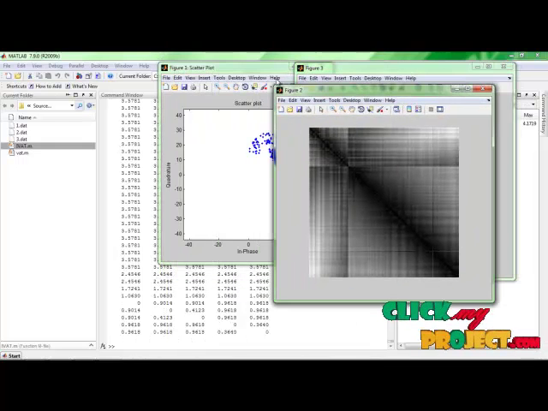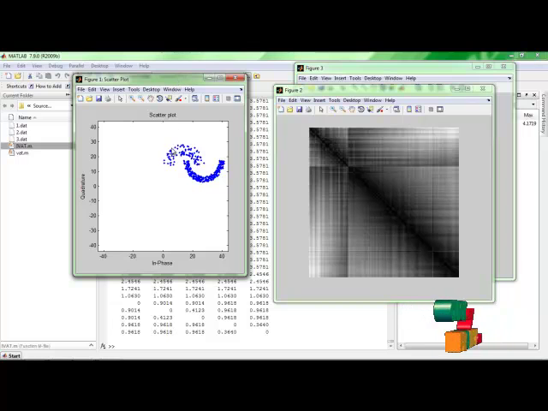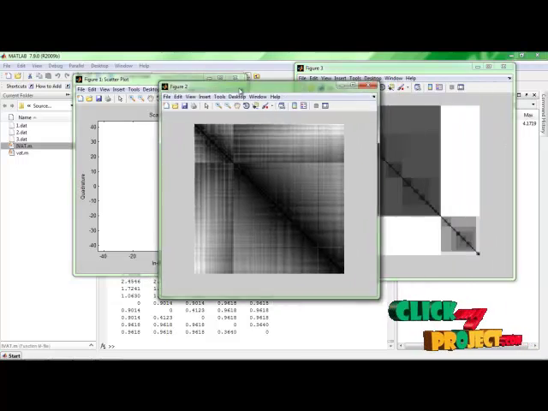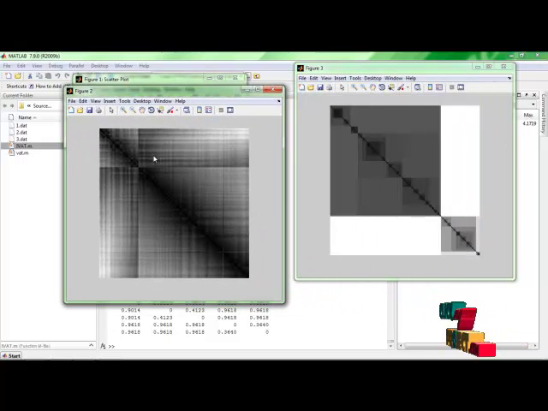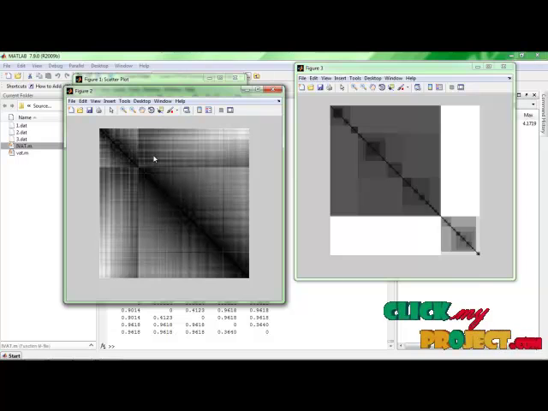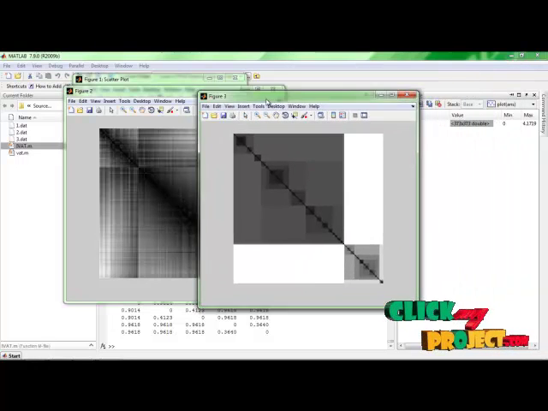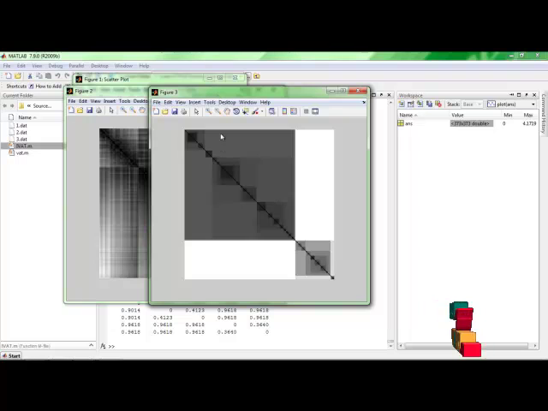Here in figure 1, it displays the input points, the scattering points. In figure 2, it displays the given input dissimilarity matrices. This shows the rearranged dissimilarity matrices in a square form. Here in figure 3, it displays the cluster formation by using the iVAT algorithm. Now I am going to compare this result with the VAT algorithm.